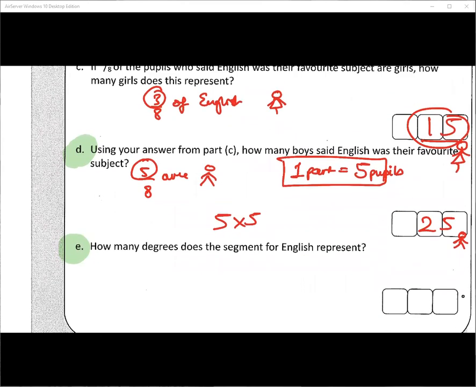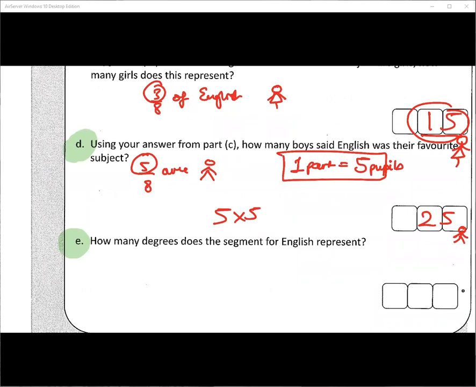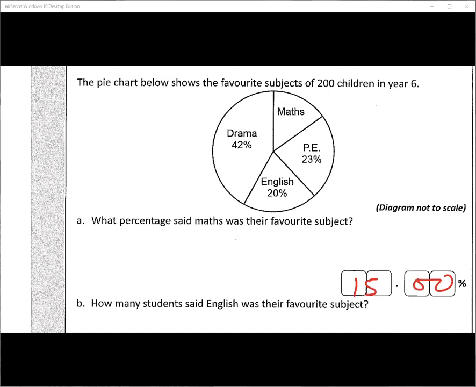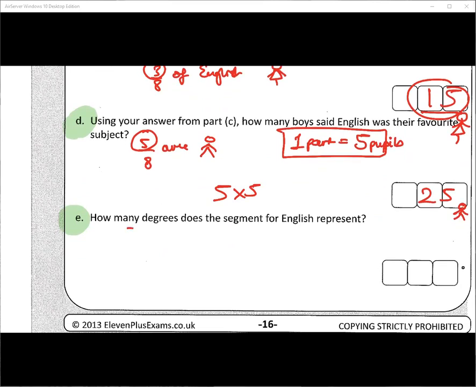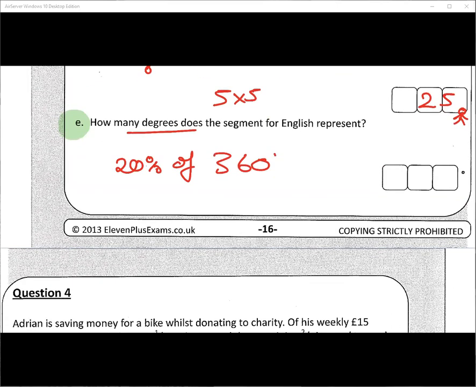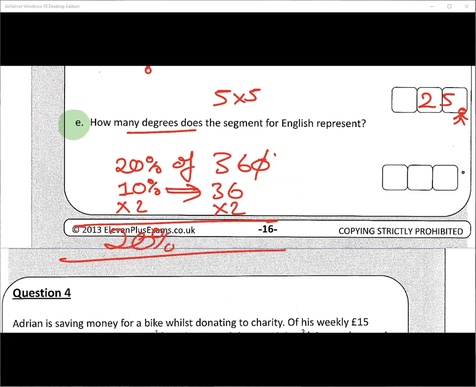Okay, lovely. Read part E for me, please. How many degrees does the segment for English represent? So English is how much percent? 20%. Okay, so how many degrees? So we've got to work out 20% of the pie chart. How many degrees in the pie chart? 360. Okay, so how do you work out 20% of 360? First, we work out 10%, which is 36. And then we do 36 times by 2, which is 72. Fantastic.